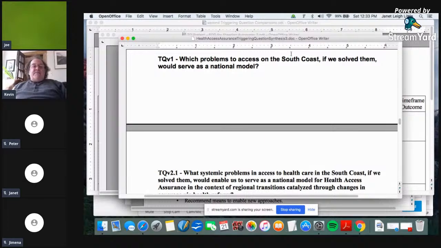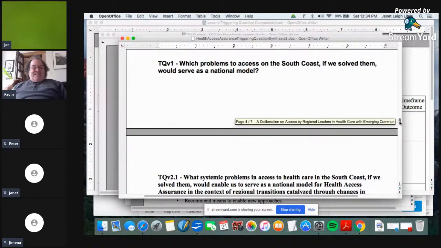So this one, we started with: which problems of healthcare access on the South Coast, if we solve them, would serve as a national model? In speech act theory, this is trying to move the group from a directive, what should we do, which problem should we solve, towards what's called a declarative. A declarative is like John F. Kennedy saying, we will land a man on the moon before the end of the decade. And this insert of would serve as a national model is a way of pulling the participants into making a declarative as a group, because we often don't have single individuals that everyone trusts who can make declaratives.